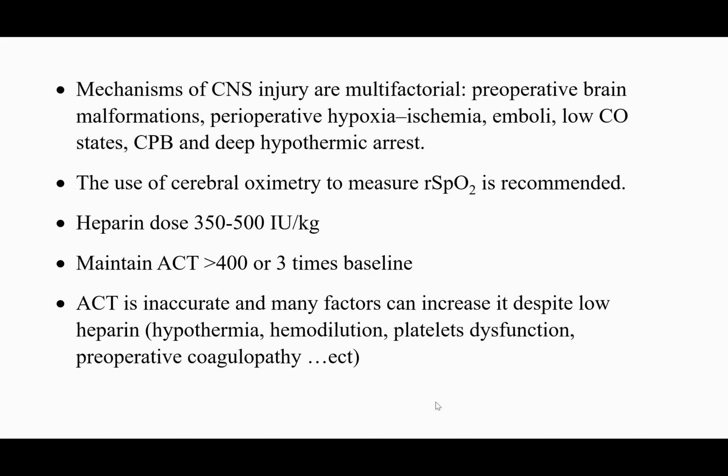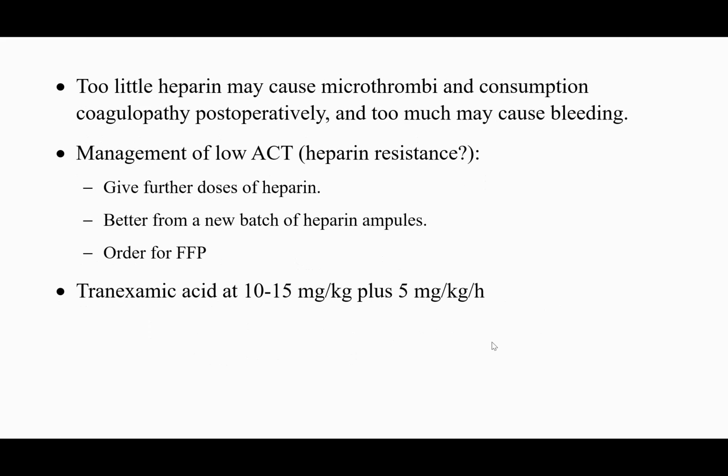The use of cerebral oximetry to measure the regional saturation is recommended. Heparin doses: we give heparin, maintaining ACT more than 400 or 3 times baseline. The ACT is inaccurate and many factors can increase it despite low heparin, like hypothermia, hemodilution, platelet dysfunction, and preoperative coagulopathy. Too little heparin may cause microthrombi and consumption coagulopathy postoperatively, and too much may cause bleeding, so it should be judged.